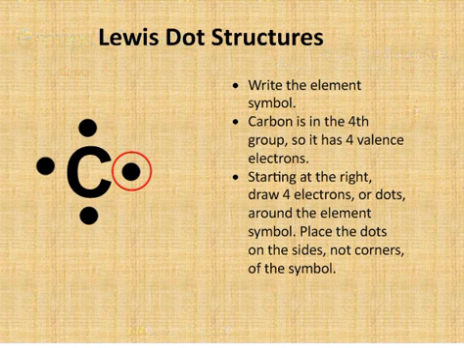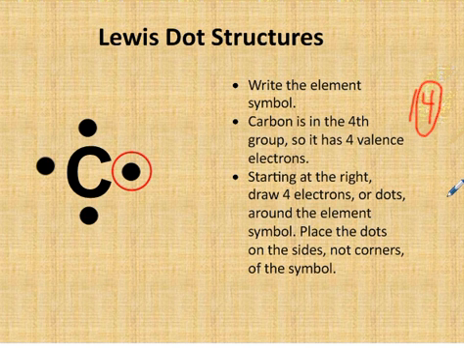So to start, for Lewis dot structures or Lewis dot diagrams, you write the element symbol. So if we're going to do carbon, we would put a C on our paper. Now if you look at carbon on your periodic table and you go up to the top of its column, you see that carbon is in group 14 or 4A. So again, on your periodic table with the 14, we just look at the ones place and we see that carbon has 4 valence electrons. So those 4 valence electrons are what you're going to show in the Lewis dot diagram.